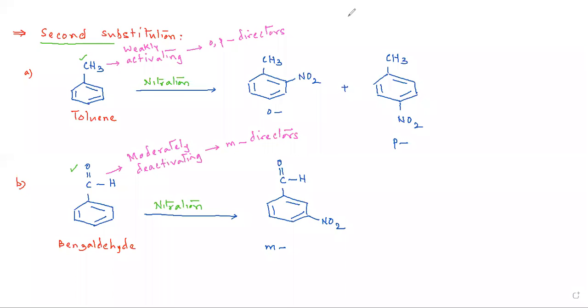Now let us go for third substitution. In this case, we will already have two groups present on the benzene ring and we'll be checking out the position at which the third substitution occurs. Going to be interesting. In fact, this is very important also. In this, of course, there are different varieties.